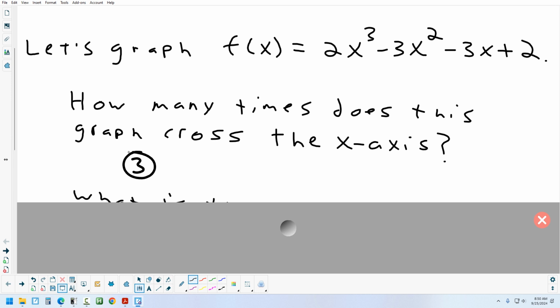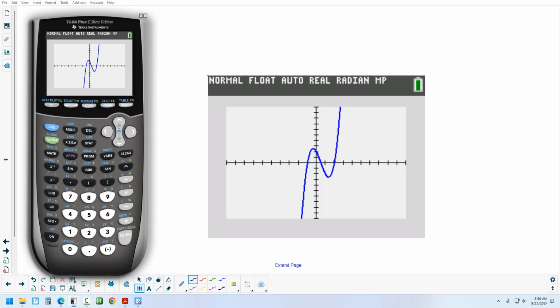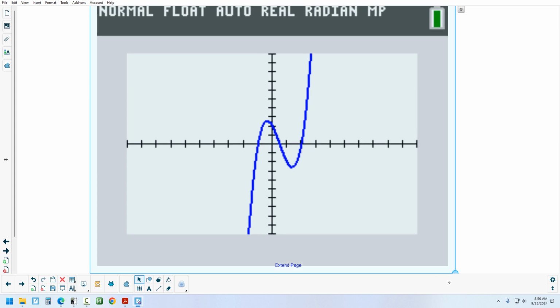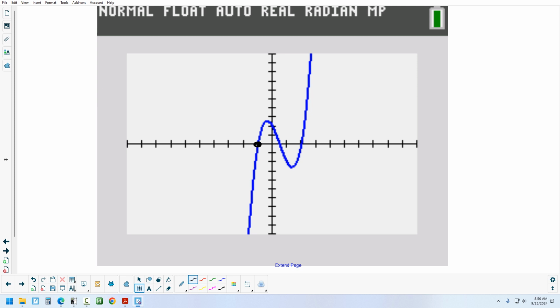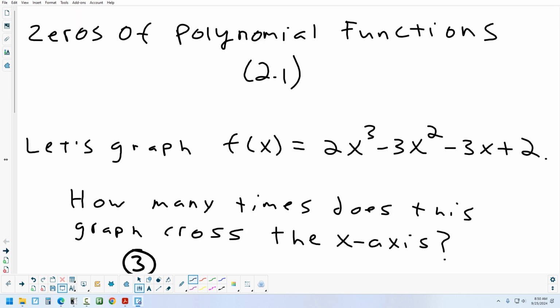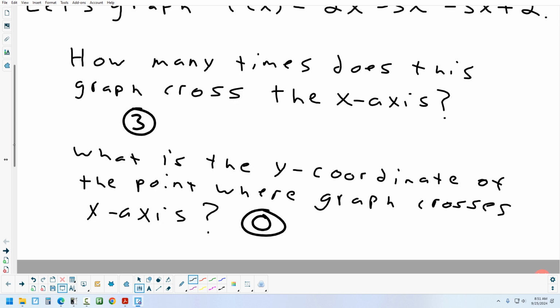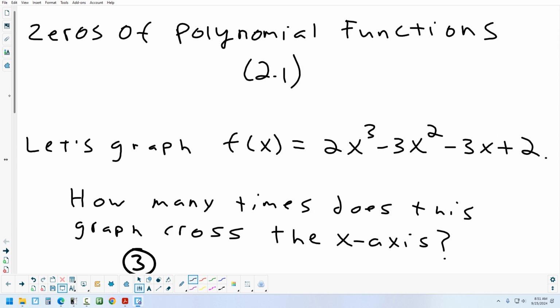All right, now let's look at that a little bit closer. Okay, so here's our graph. If I were to find the coordinate here, here, and there, what would the y value be of each one of those coordinates? 0. Yeah, it would be 0. Any point that's on the x-axis hasn't gone up or down at all, so the y value would be 0. Okay, so you might hear me use the word zeros. You might also hear me use the word roots. It means the same thing.